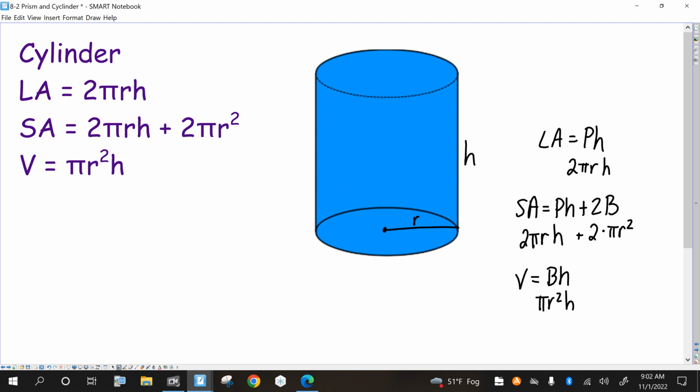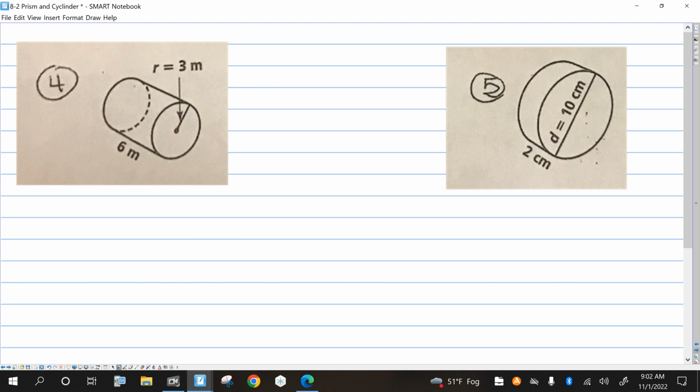All right, so let's do 2 examples, and then I'll let you guys get to work. So draw number 4, or if you don't really want to draw it, you could write down the 2 measurements that are there and what they are. It's telling you r is 3. What is 6? That's the height. That's h.